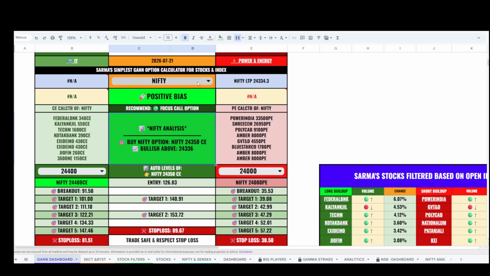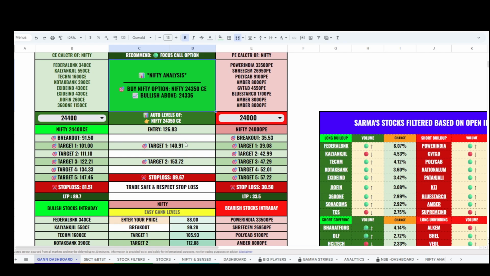You should not hurriedly buy, but rather wait for that, or else you can go here and read this carefully. Auto levels of Nifty 24,350 call option: entry 126, target 140, target 2 is given, stop loss is also given, and you should also respect your stop loss. Always remember that rule. Whenever it hits your stop loss, don't go against the market. Wait for another opportunity to recover that loss. That is one way of trading.